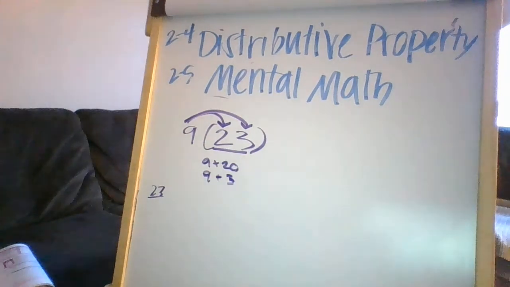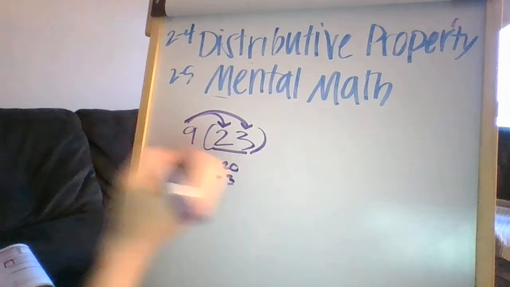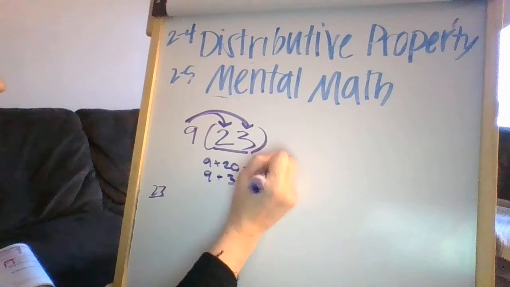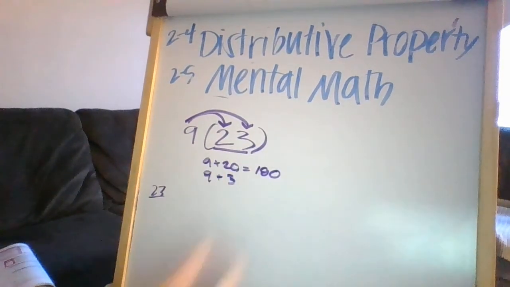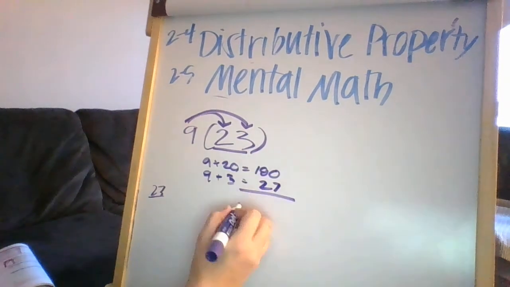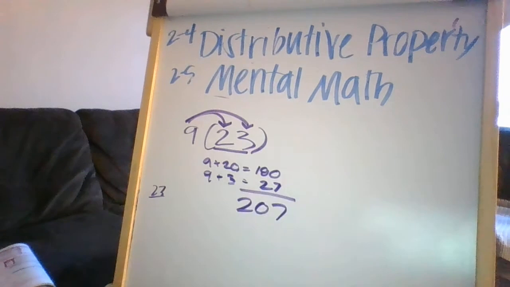Now, if we're taking a look at this one, we can easily do that. 9 times 2, okay, yep, that's going to be 18. We're going to add our 0 at the end. And then our 9 times 3, basic fact, we know what that is, and that's going to be 27. There, if we add those together, what we have 207.